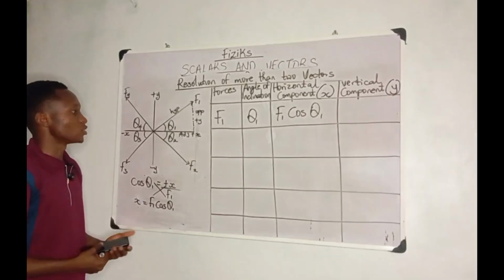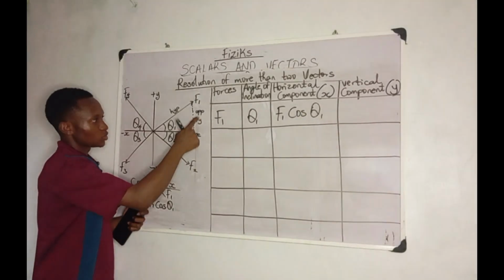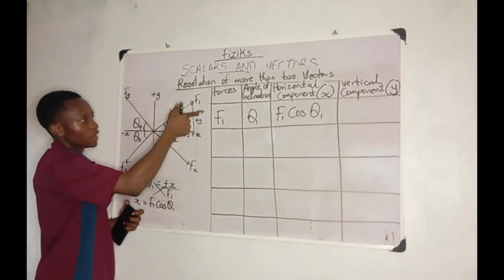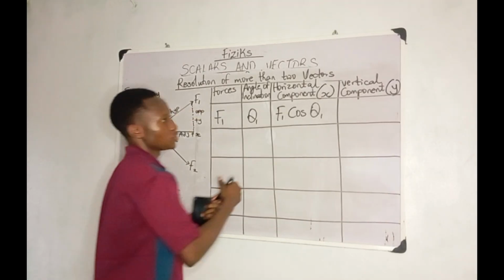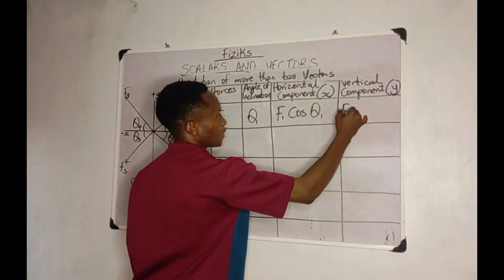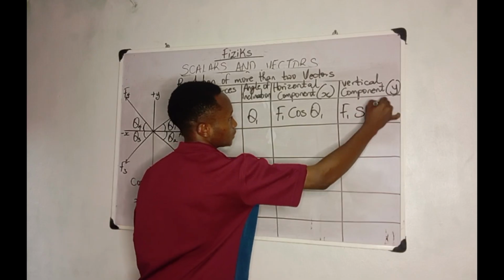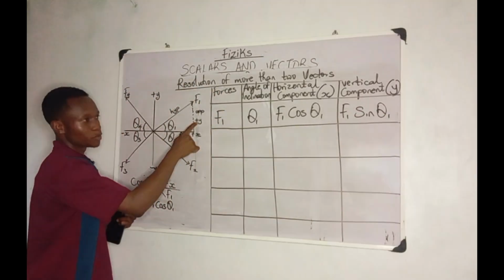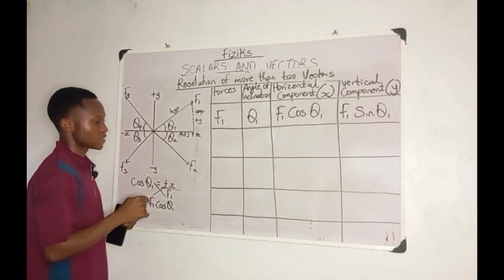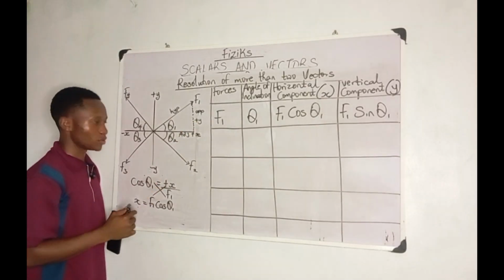All right, now let's continue. Let's look for this. It's going to be opposite and what? Hypotenuse. Am I right? Opposite and hypotenuse should be giving you sine. So I have f1 sine theta 1. Remember, it's still in the positive y-axis. And let's go to f2. Let me do f2.